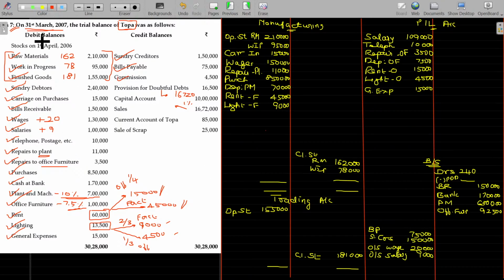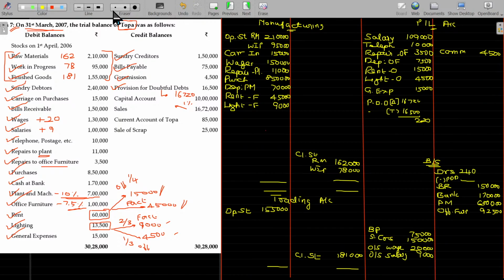Commission is an income. Where will it come? Come on. P&L account, general income. 4,500 should be in the P&L account. Provision for doubtful debts, PDD. PDD given in the adjustment 16,720 minus PDD given in the trial balance 16,500. The amount debited in the P&L account being 220.